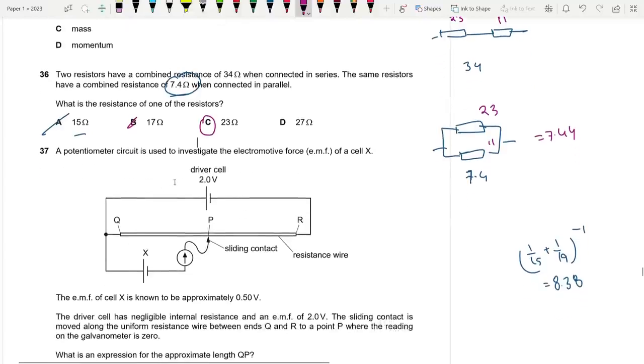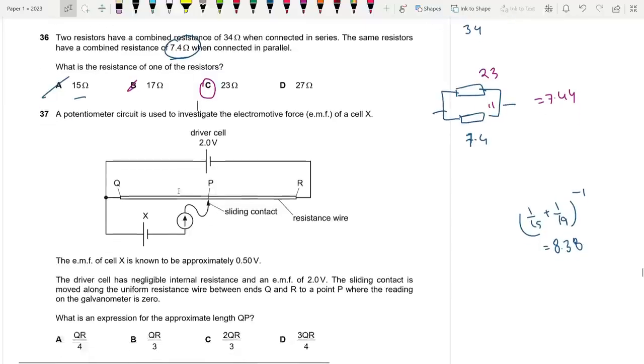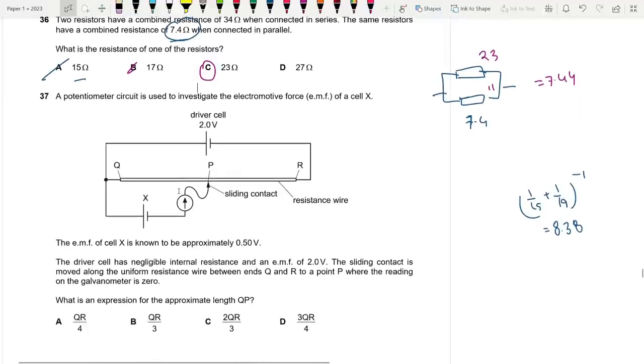Okay, last four. A potentiometer circuit is used to investigate the electromotive force, EMF, of a cell X. The EMF of cell X is known to be approximately 0.5 volts. The driver cell has negligible internal resistance and an EMF of 2 volts. The sliding contact is moved along the uniform resistance wire between NQ and R to a point P where the reading on the galvanometer is 0.